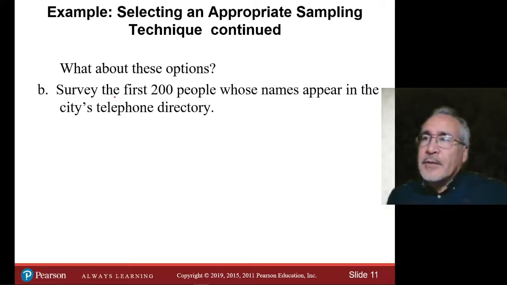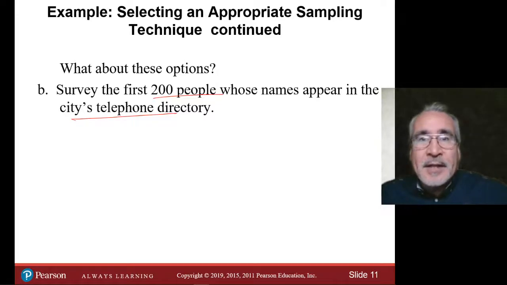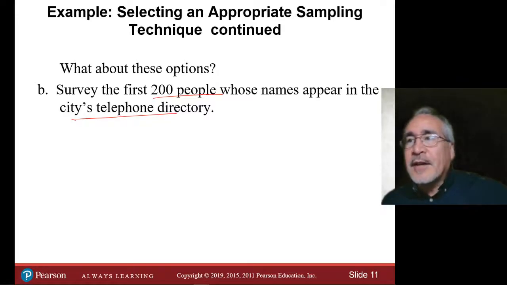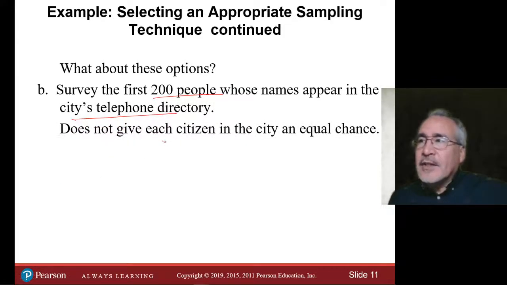How about another one? We'll survey the first 200 people whose names appear in the city's phone directory. Well, what do you think? Just take it from the beginning, right? Well, people with names that start with Z or maybe even M, they don't even have a chance, do they? Only the first part of the alphabet does. And so again, it does not give each citizen of the city an equal chance to be chosen.